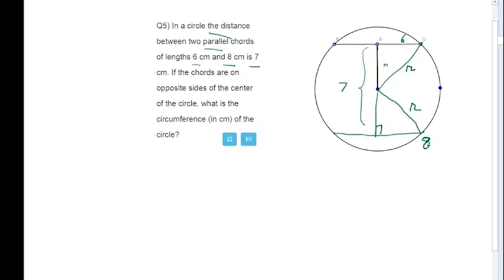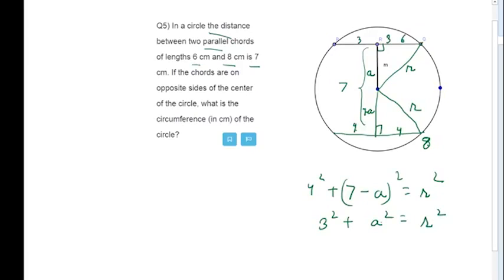If we are joining it at the midpoint, these will be half of the total. So if the total is 6, this becomes 3 and 3. This becomes 4 and 4. And then you know the total distance between them is 7. So if I had to do it properly, I would put this one as a, then this becomes 7 minus a, and then using Pythagoras theorem you get two equations: 4 square plus (7 minus a) square equal to r square, and 3 square plus a square equal to r square. And you can solve both of them to get a and r.